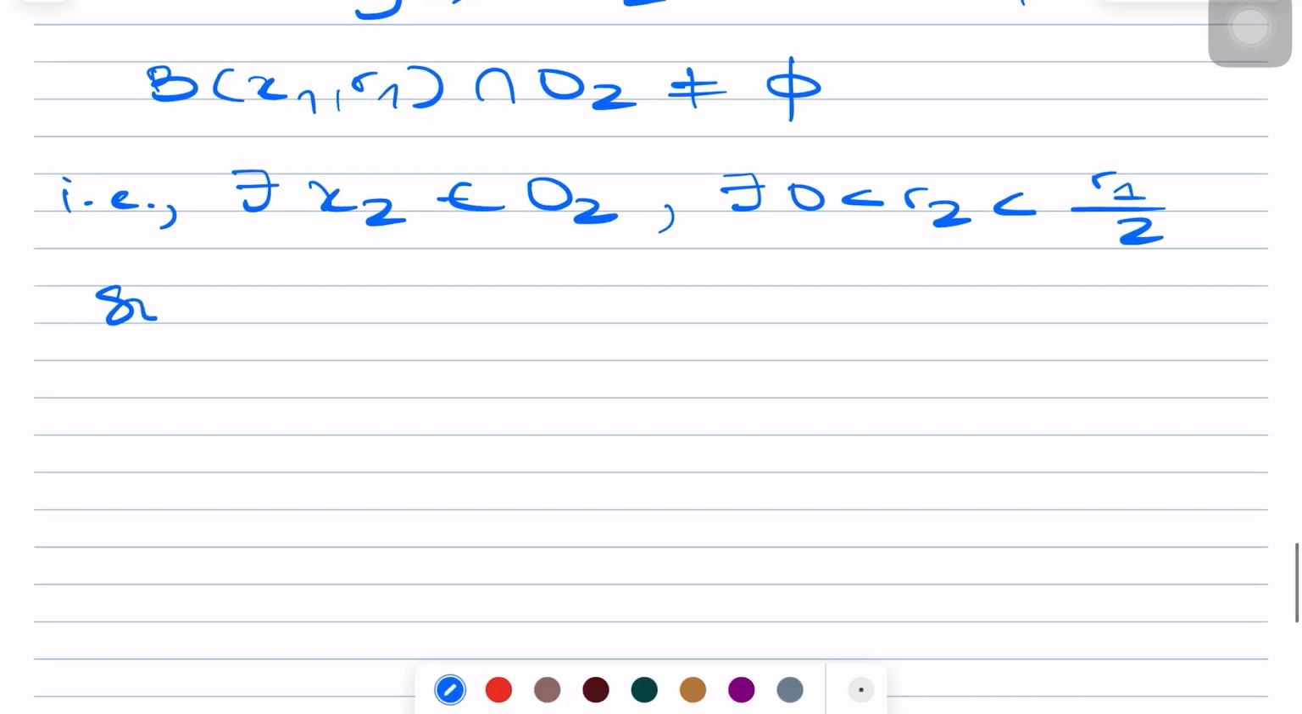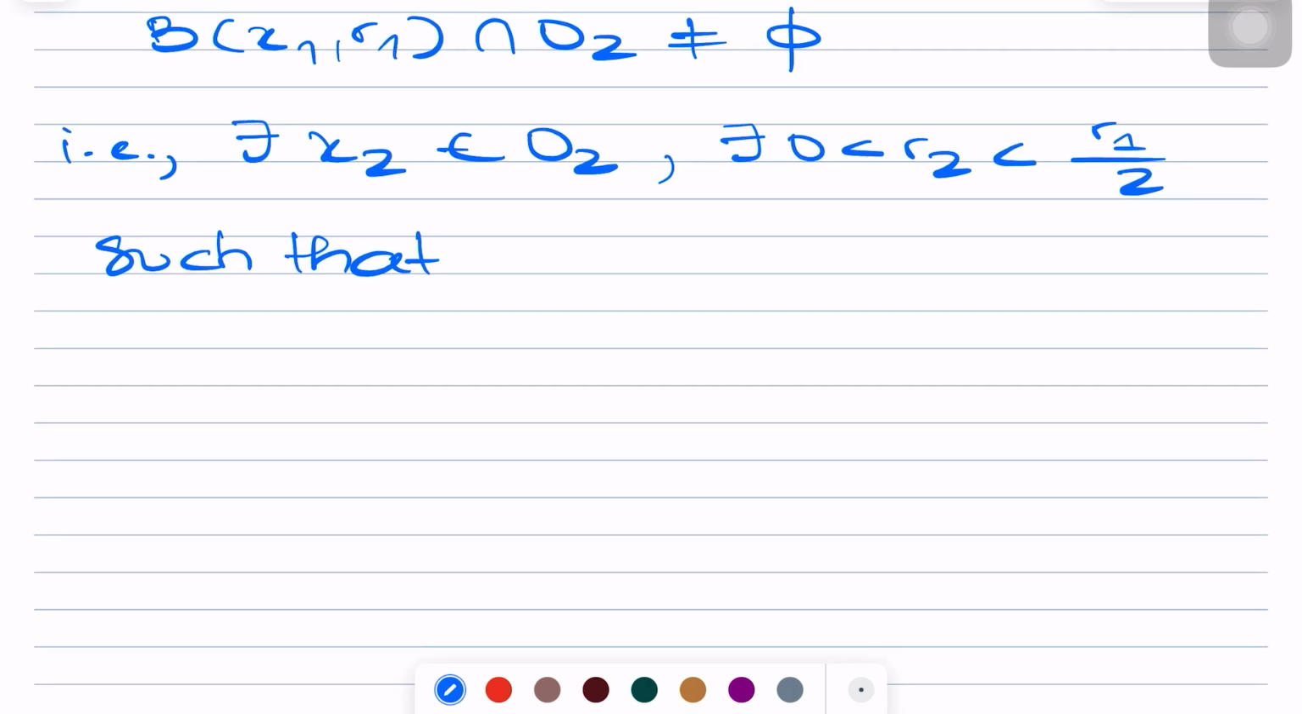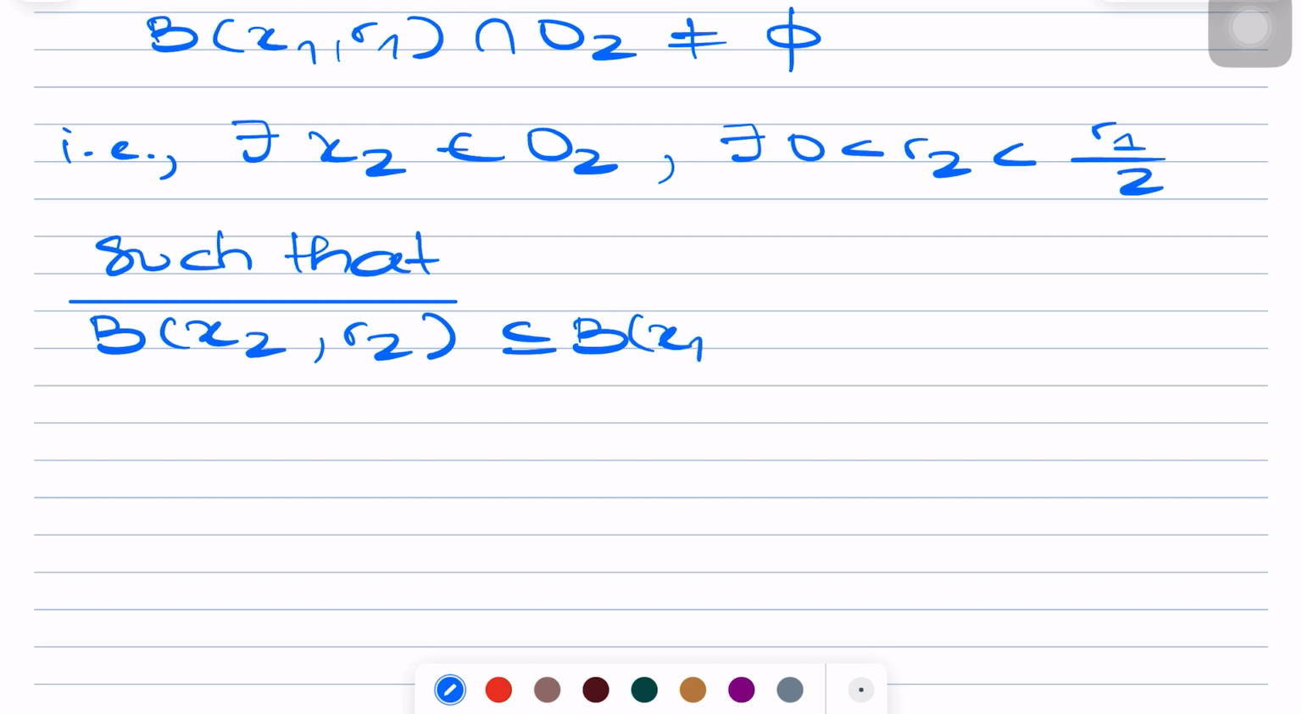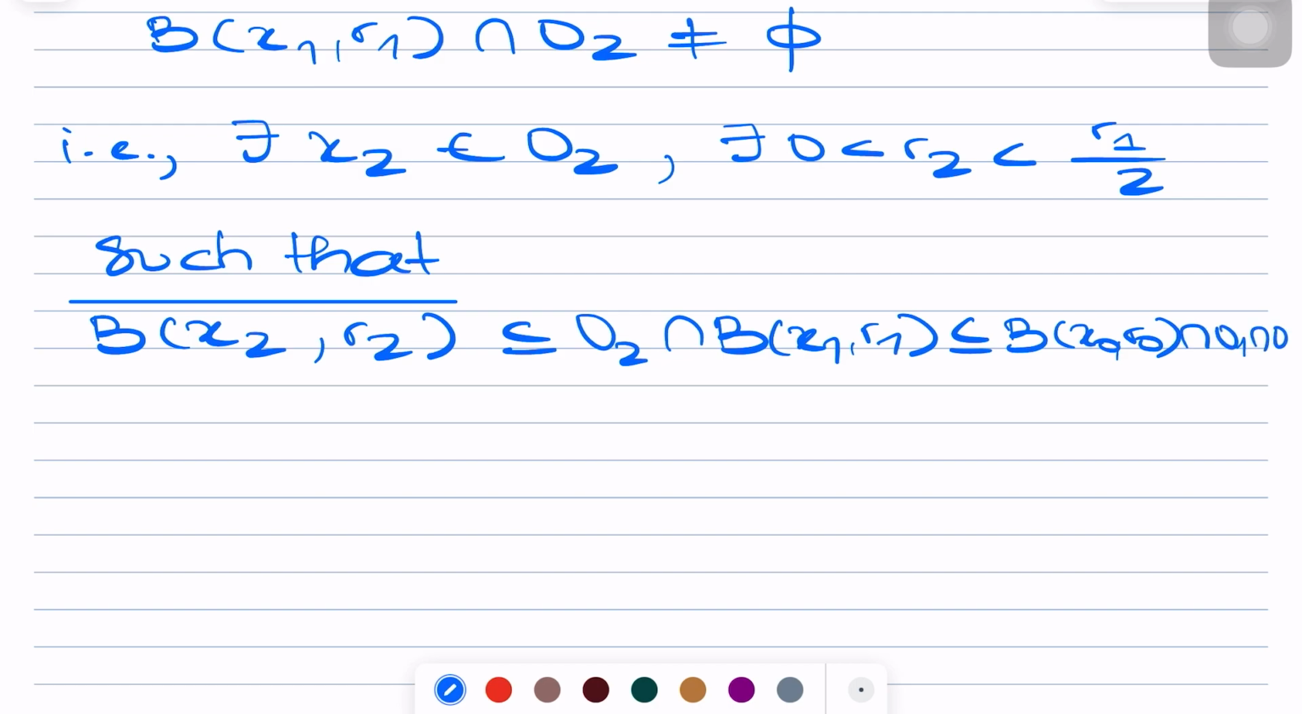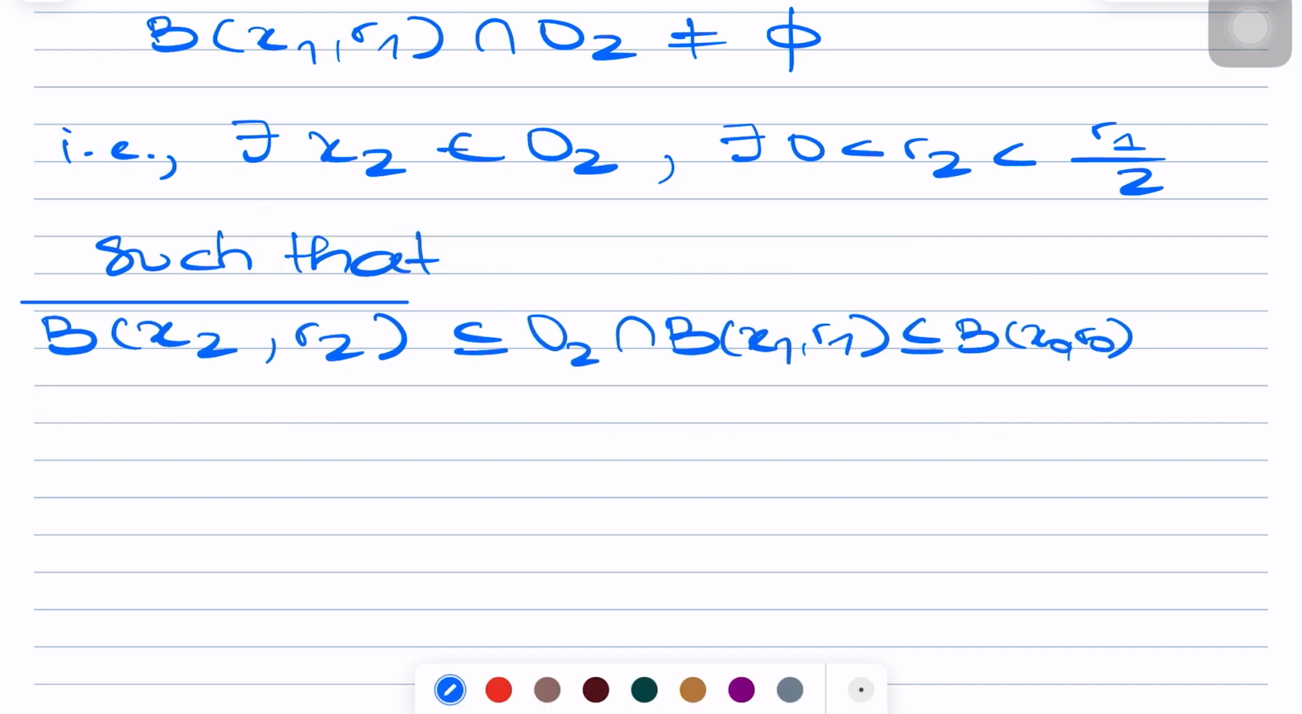Such that the closure of the ball centered at x2 and radius r2 is contained in this ball. Maybe just to be consistent, it was O2 intersected with the ball centered at x1 and radius r1. But observe that this is again contained in the ball centered at x0, radius r0, intersected with O1, intersected with O2. Let me not squeeze it and shift this a bit. Good. So this is intersected with O1, intersected with O2.